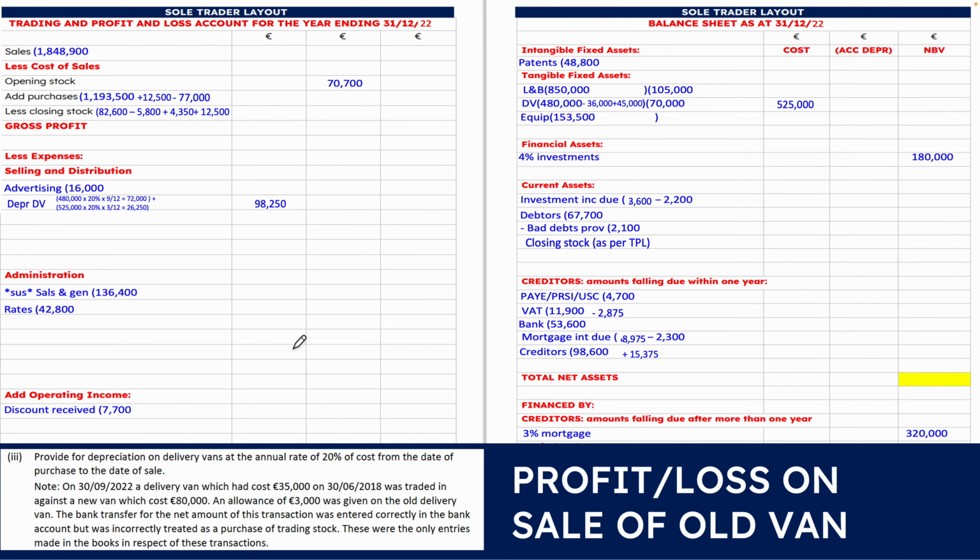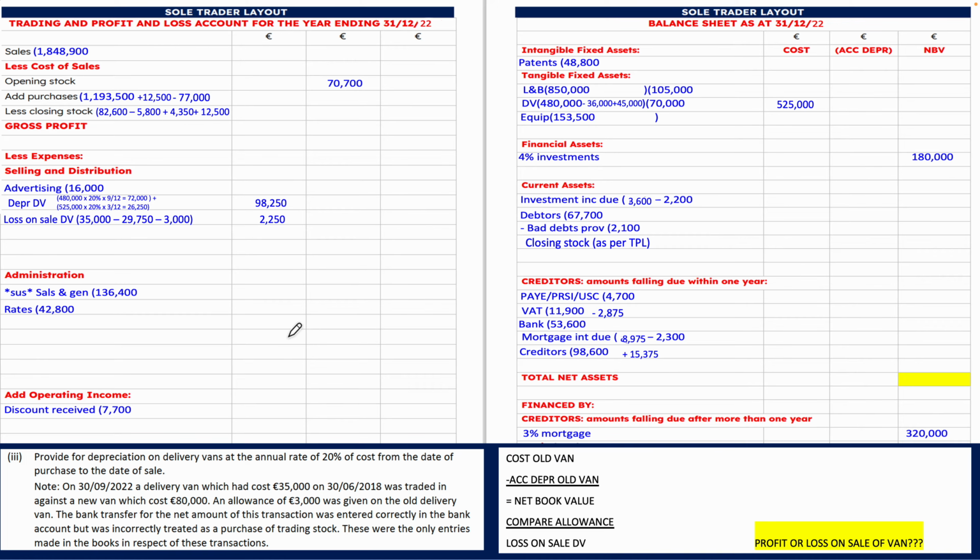Next, we're going to work out the profit or loss on the sale of the old van. So we have a formula to use. It is cost minus the accumulated depreciation, and this is all on the old van now. That is equal to the net book value. And then we compare it to the allowance, and then that'll be a profit or it'll be a loss, and we just have to work out which one it is, okay? So the old van, right, was bought on the 30th of the 6th, 2018, and it was sold on the 30th of the 9th, 2022.